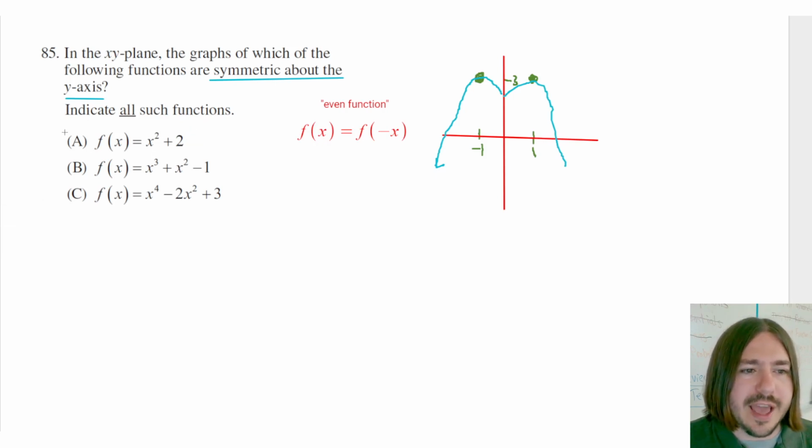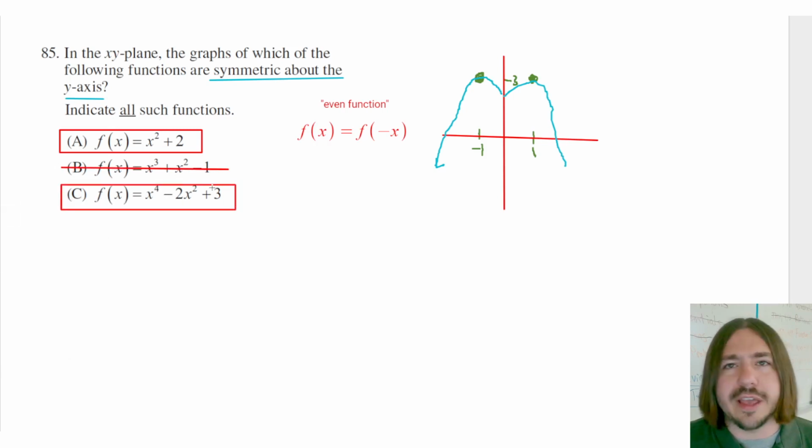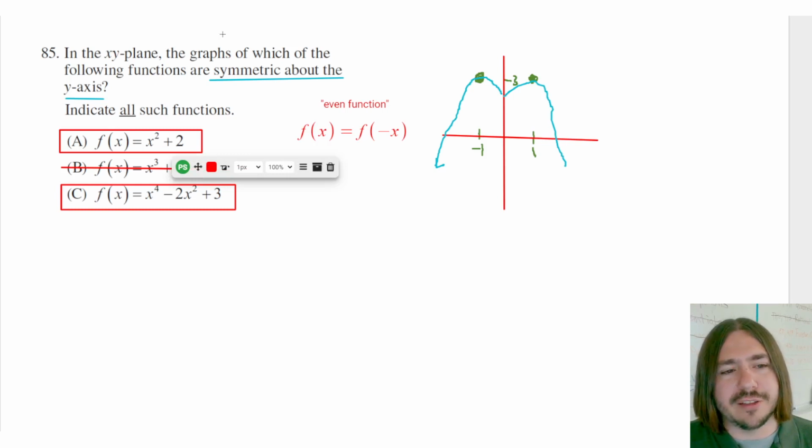So we're expecting A to be even because all the exponents are even. B has an odd exponent, so that one is not going to work out. And then C, all the exponents here are even. 4 and 2 are both even. So our answer is going to be A and C here. So if you're just looking for the answer, there you go.